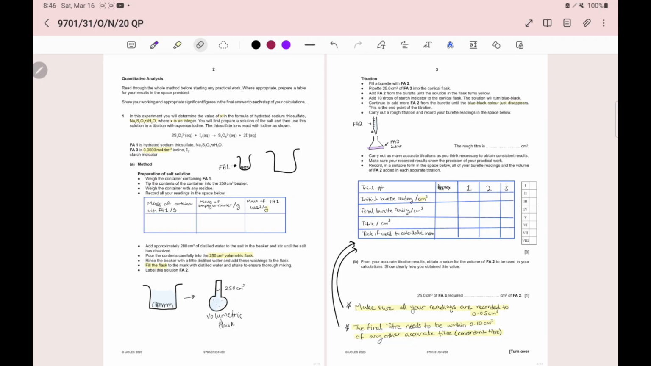So in today's video, we'll be solving the October-November 2020 paper, specifically paper 31. So we're going to solve the very first question.